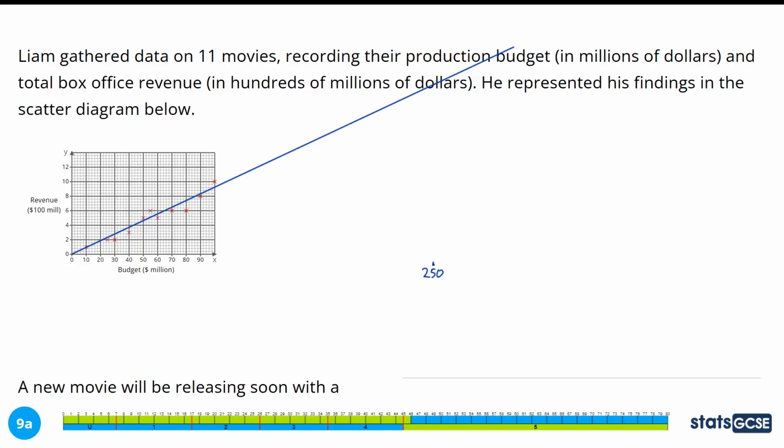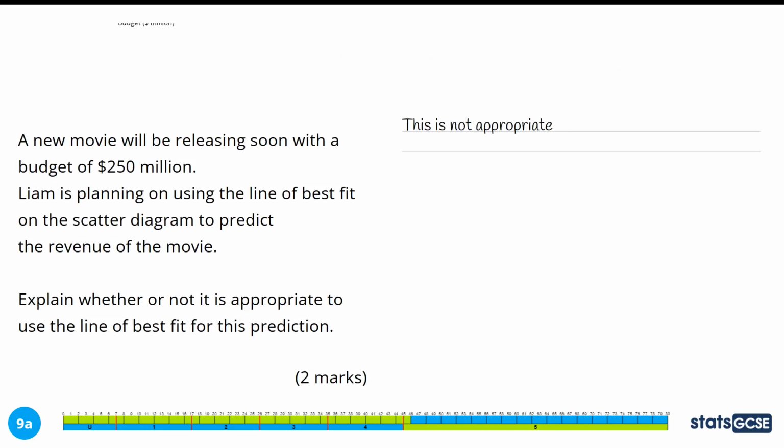I mean, you could see that we could use it to predict and then draw a line across and then work out what this number here is. But you can see that the value is vastly outside of the range of the data that we have. So our answer will be that it's not appropriate because this would be extrapolation, which is where you are using your line of best fit outside of the range of the data.